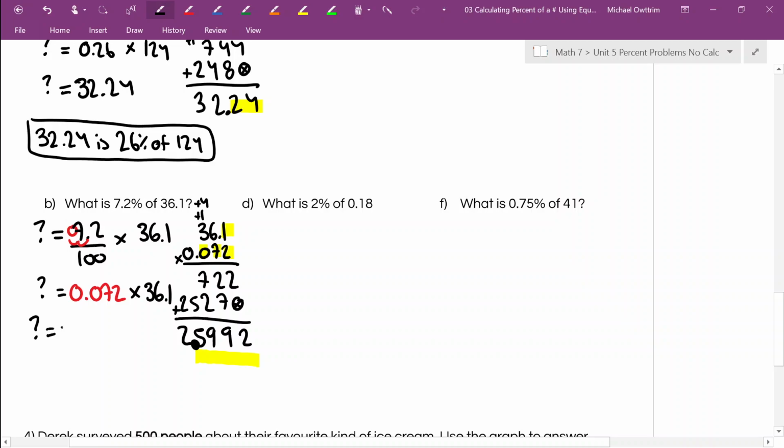Question mark is 2.5992. And we can say 2.60 rounded to the nearest hundredth is 7.2% of 36.1.